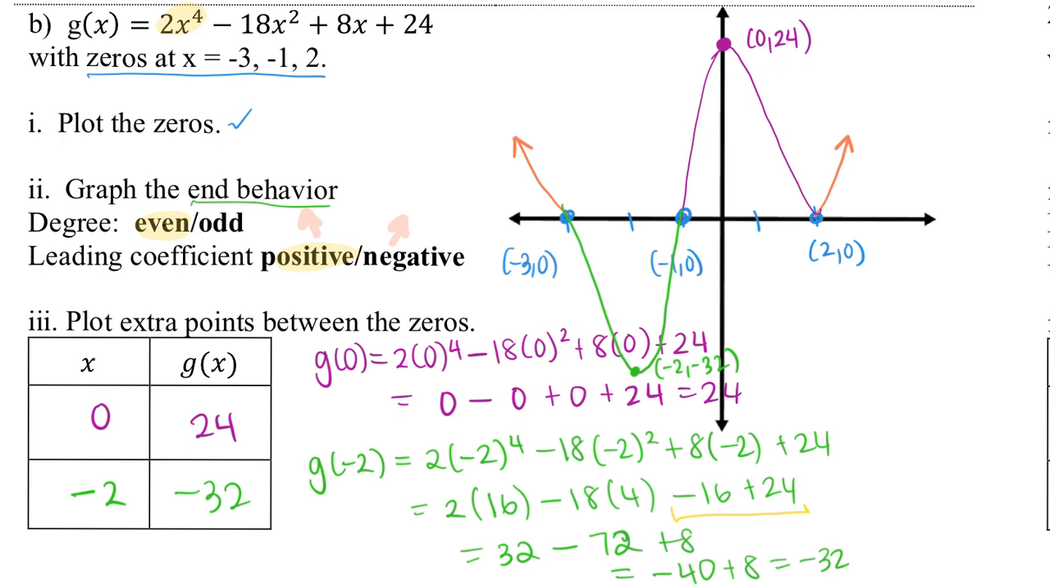Okay, and then just double check. My zeros are -3, -1, and 2. So here, here, and here. I can't hit any other place other than that. The end behavior was even and positive, so it went up, up. And then I know that from here to here, it had to go up, and here to here, it had to go down.